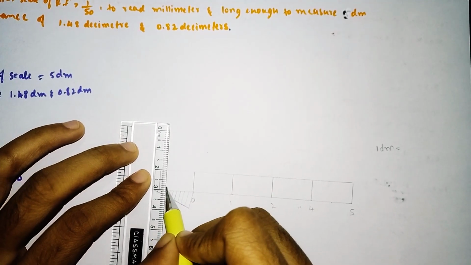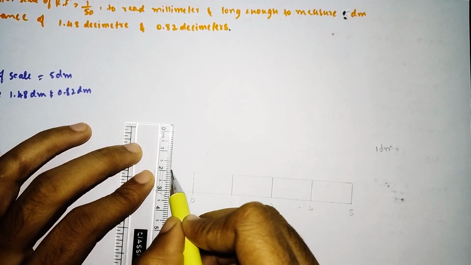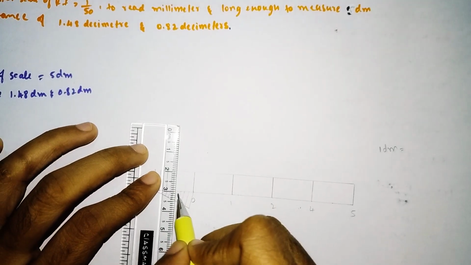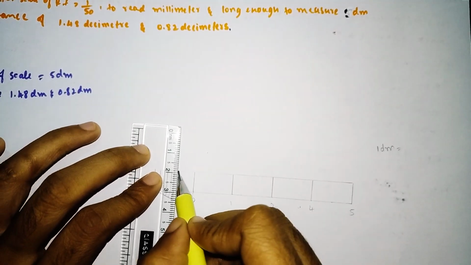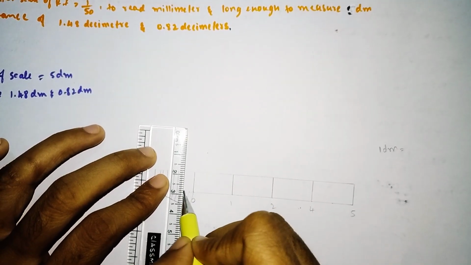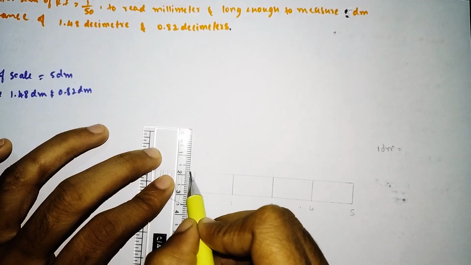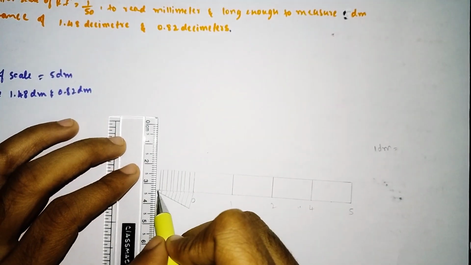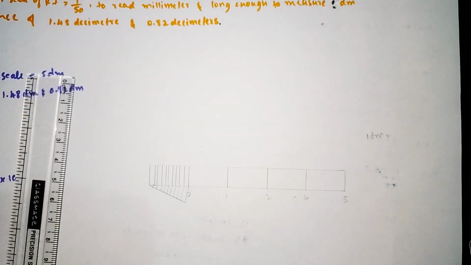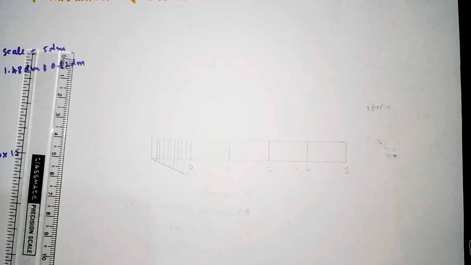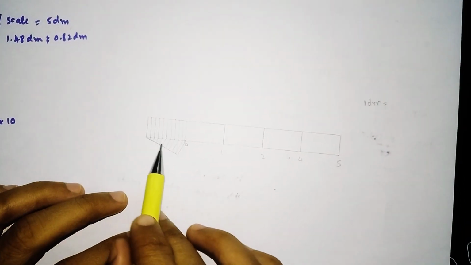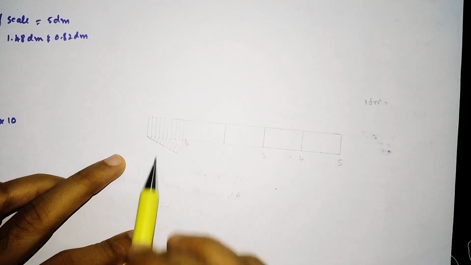In the similar way we have to join by drawing the lines very carefully. We have to draw it like this. In this way we have to draw it. Now this is in centimeter.